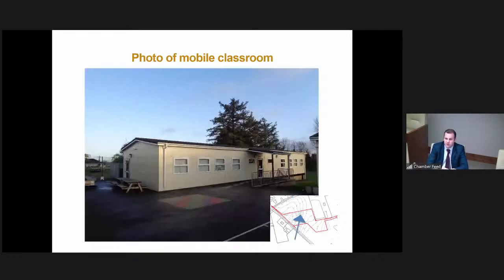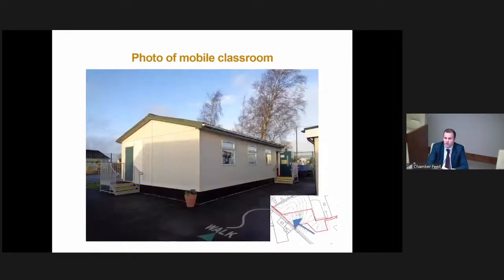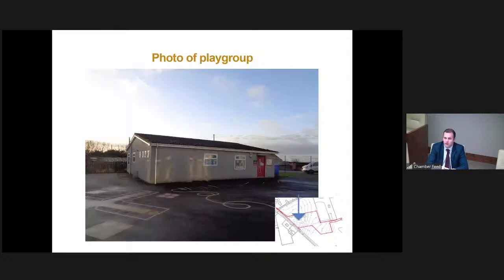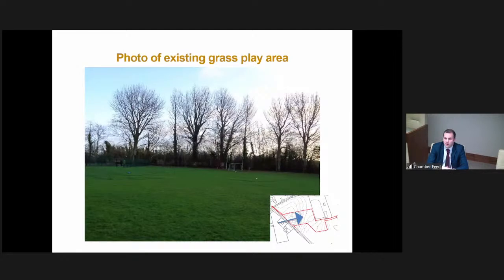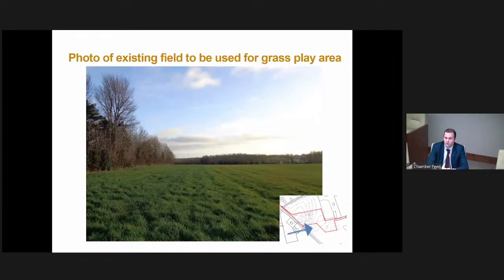So the next couple of slides are really just a couple of mobile classrooms that are on the site. That one there is just off the playgroup. And this is the existing grass play area to the rear of the existing site. And then the final slide is the part of the agricultural field that is proposed to be incorporated into the new school site. Thank you.